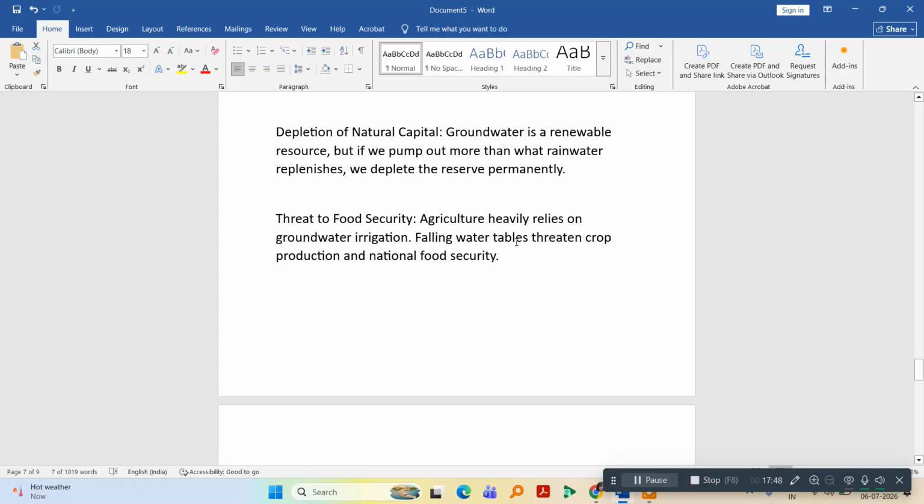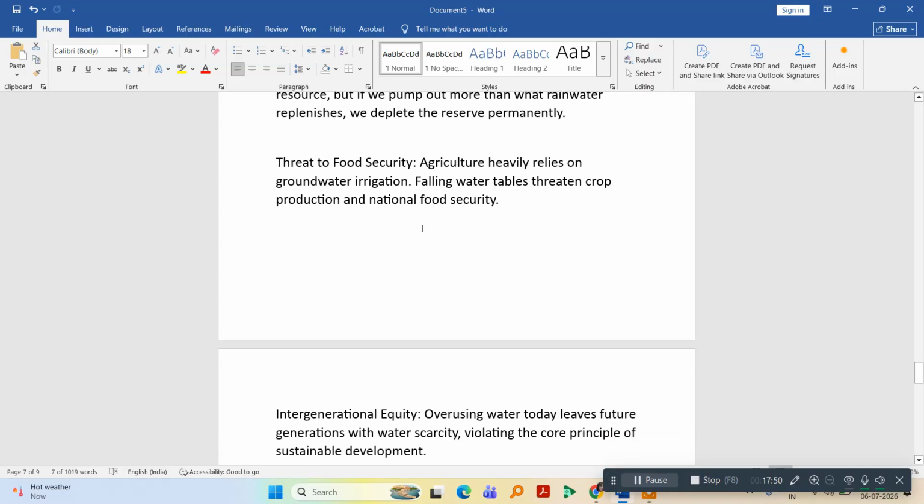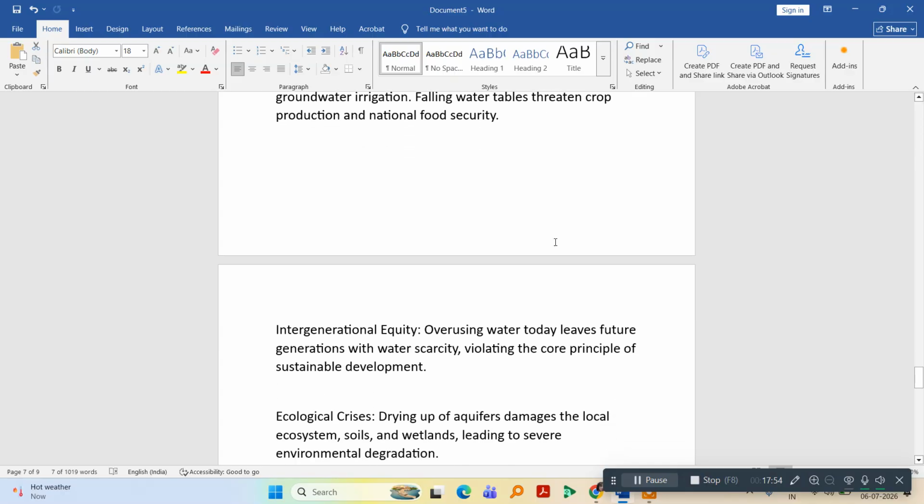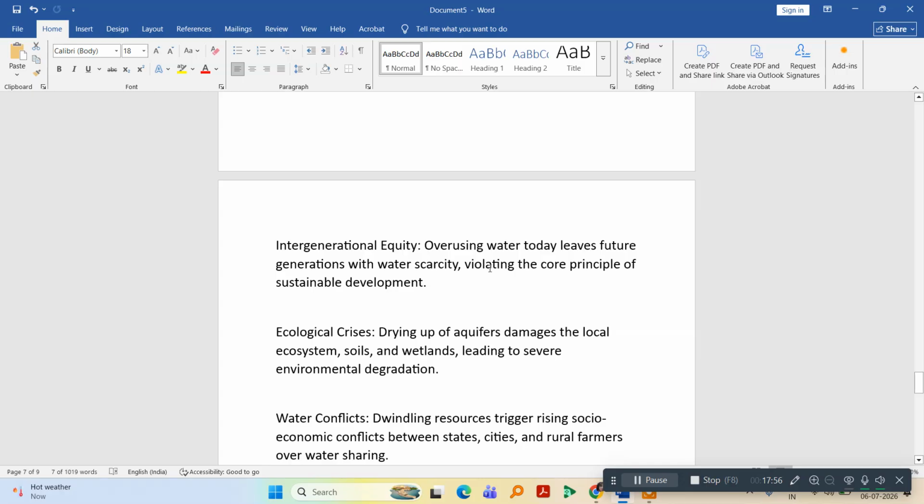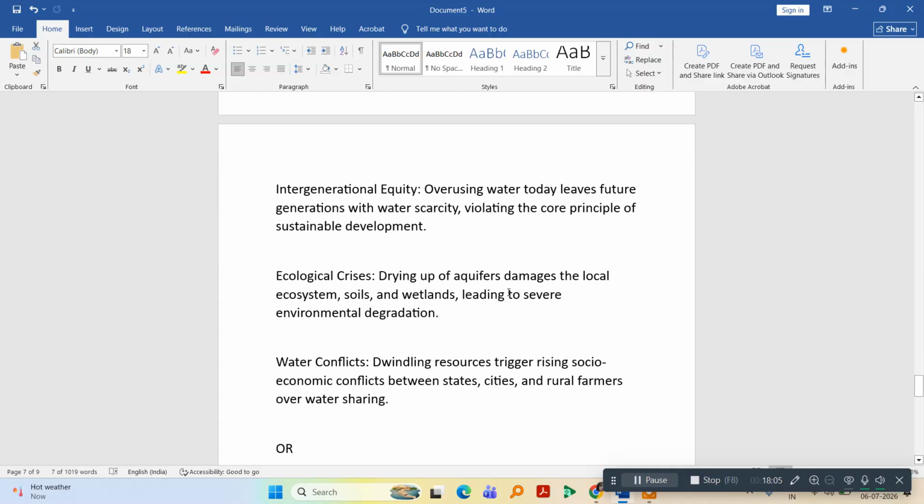Threat to food security. Agriculture completely depends on groundwater. Falling water tables threaten crop production and national food security. So, overusing water can leave the future generation with water scarcity. If you overuse water, there will be shortage of water, violating the principle of sustainable development. Sustainable development means to save resources for the future generation. When you overuse water, there will hardly be any water left for the future generation.